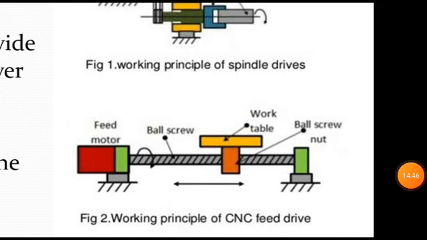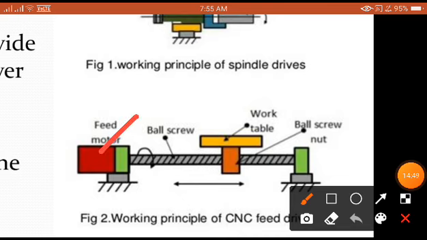The motion is given to the feed motor with the help of a feed drive, then that rotational movement is responsible for moving the ball screw, and due to rotation of the ball screw there is a linear movement for the work table. But this movement is only in one direction. So whatever figure you are going to see is only a basic working principle concept of how we are going to use the motors for conversion of rotary into linear.